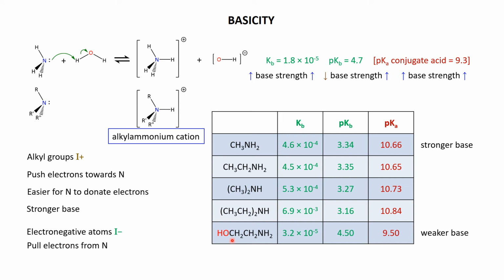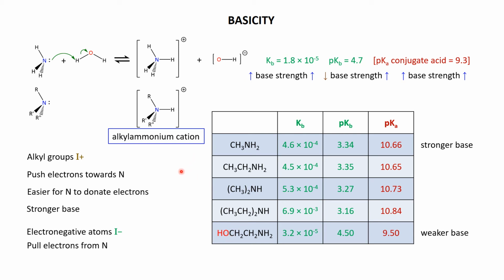And if it's harder for it to donate, it becomes a weaker base. Now, this species here with the OH, so the 2-amino ethanol, is a much weaker base than ethylamine, which is the best comparison here. Here you've only got alkyl groups. Here, replace one of the hydrogens by an OH. As soon as you do that, you drop the basicity by about 1 unit, going from 3.35 to 4.5. So the 2-amino ethanol is a much weaker base than ethylamine because of the electron withdrawing properties of the OH.